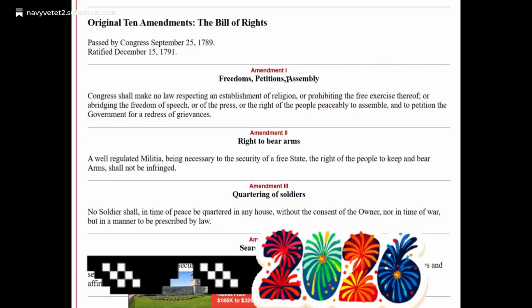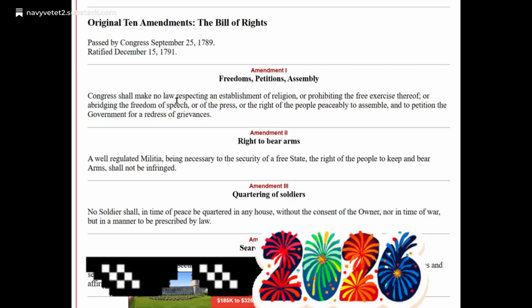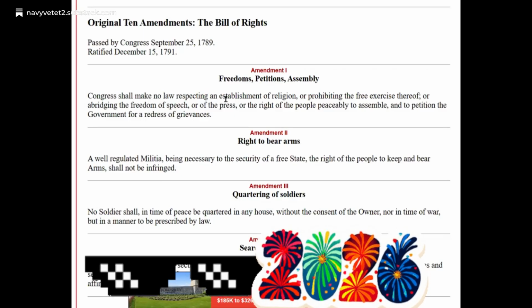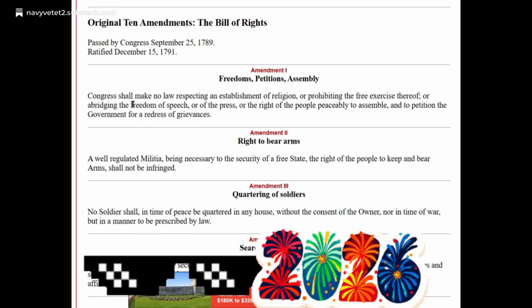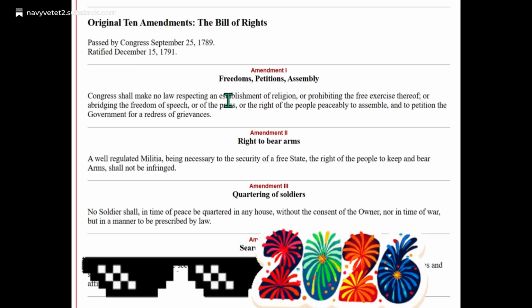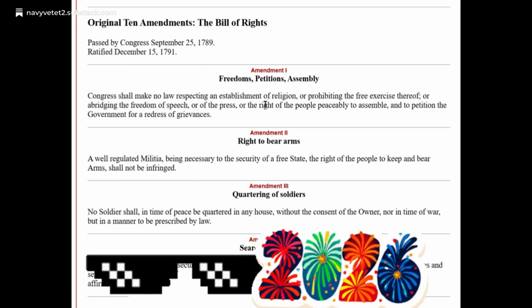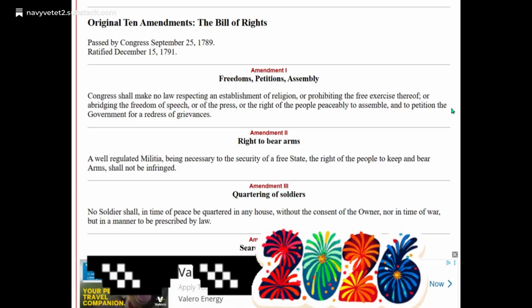Amendment 1, freedom of religion, speech, press, assembly, and petition. Congress shall make no law respecting an establishment of religion, or prohibiting the free exercise thereof, or abridging the freedom of speech, or of the press, or the right of the people peaceably to assemble and to petition the government for a redress of grievances.